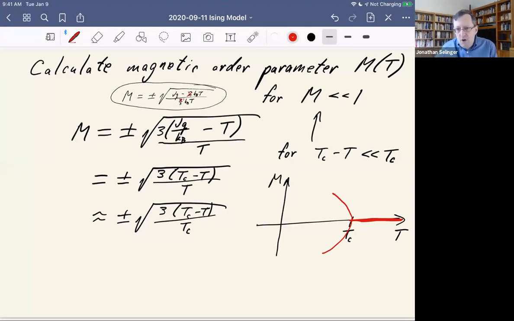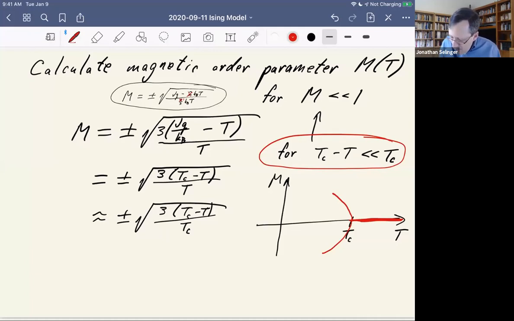So you can see that M is increasing away from 0 as T goes below Tc. This equation is a good approximation when T is close to Tc. When T gets farther from Tc, it's not such a good approximation. Then we have to do something different, like solving the equation numerically. I'll show you that in just a minute.